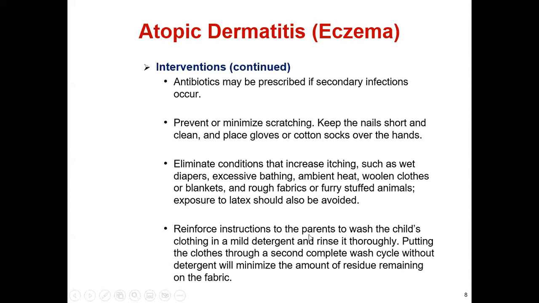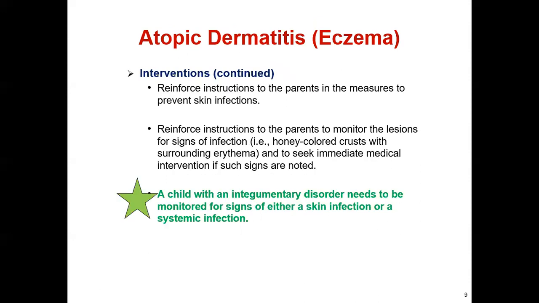Reinforce instruction to the parents to wash the child's clothing in a mild detergent and rinse it thoroughly. Also, putting the clothes through a second complete wash cycle without detergent will minimize the amount of residual detergent remaining on the fabrics. So what else? What are the other nursing interventions?